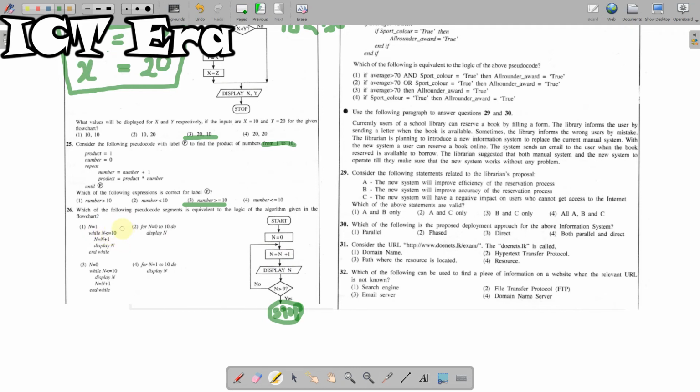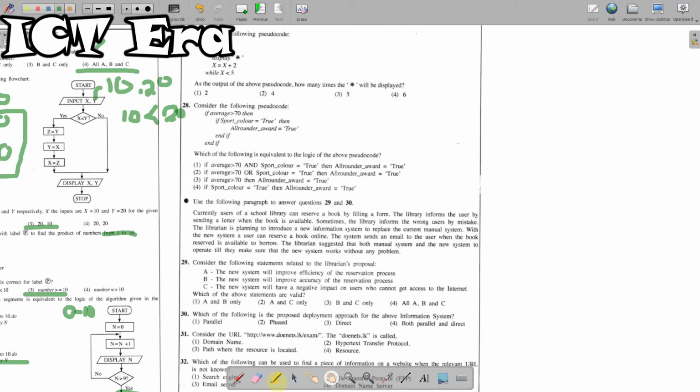No, n should be 0 to 10. So this is a while loop, right? But in here it is a for loop. It should be a for loop. So while loops cannot be taken. So 1 and 3 can be ignored, and in here for n equals 1 to 10, do display n. Then 27th question.